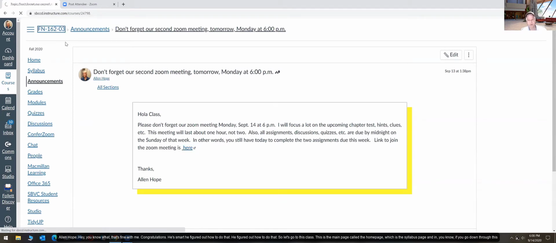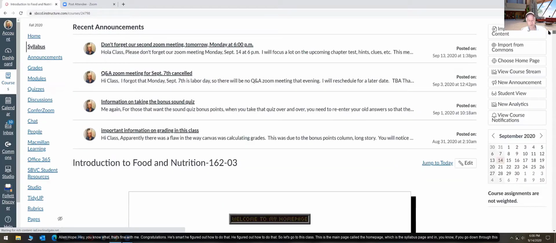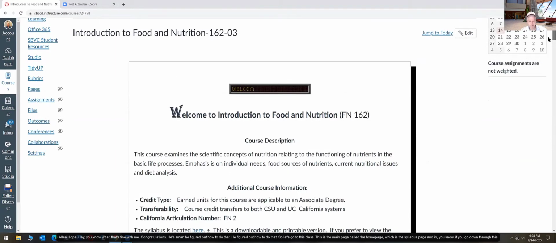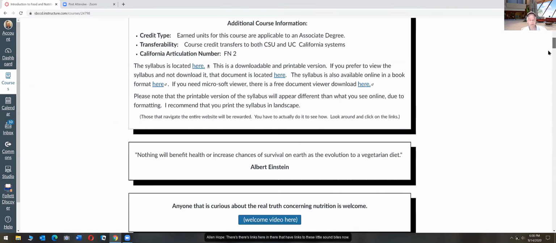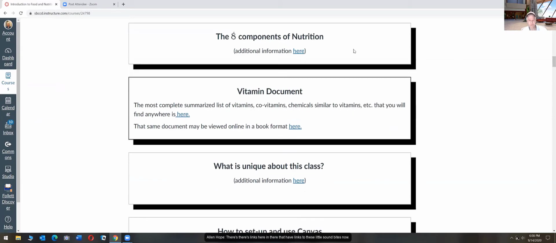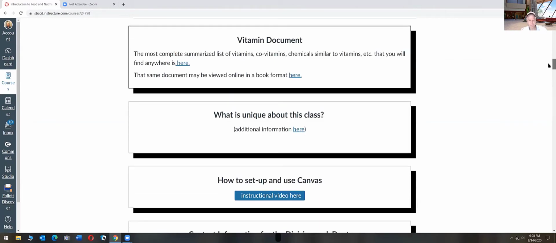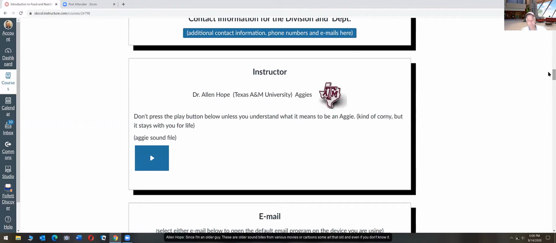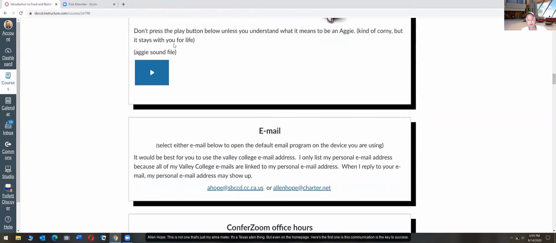So let's go to this class. This is the main page called the home page, which is the syllabus page. If you go down through this, there are links here and there that have links to these little sound bites. Since I'm an older guy, these are older sound bites from various movies or cartoons. Some aren't that old. And even if you don't know it, you can always type it in on the internet. They have apps for your cell phone that, if you play the sound, will actually tell you where it's from. But if you just type it in on the internet, it'll tell you it's from this movie, it's this person speaking.